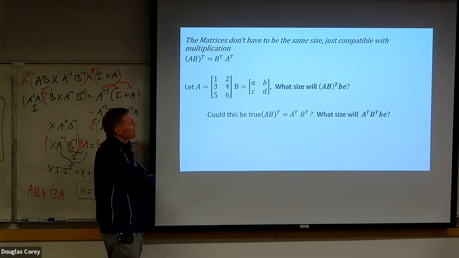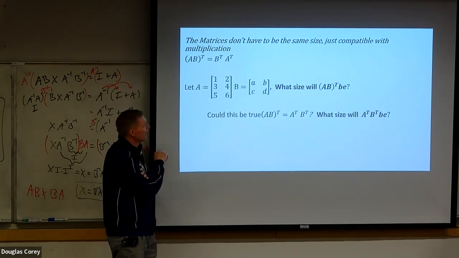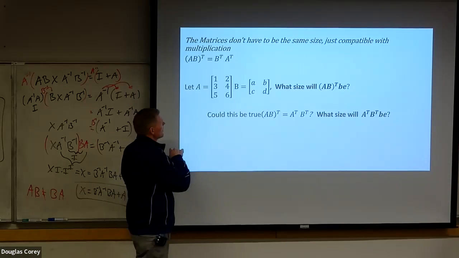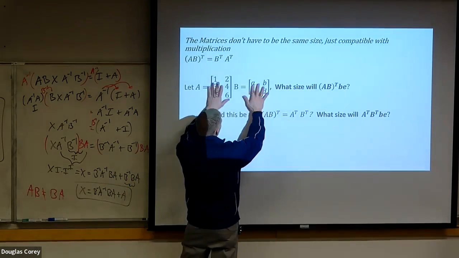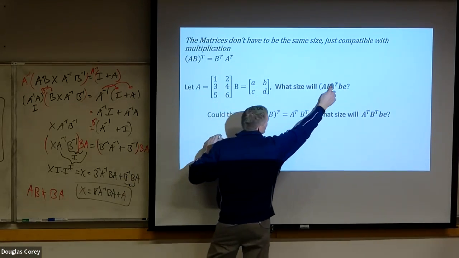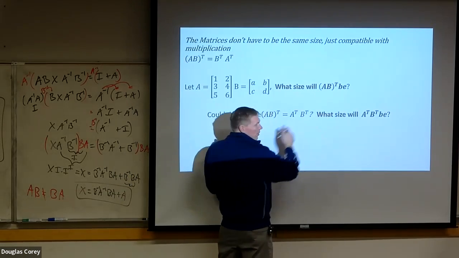Okay. How many rows will there be? Show your fingers. How many rows will there be? Okay, 2. How many columns will there be? 3. Okay, so yeah, if I do the A times the B, this is doable. I'm going to end up with a 3×2, but then I transpose that, I end up with a 2×3.